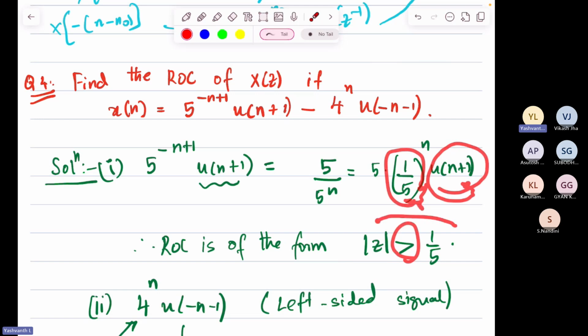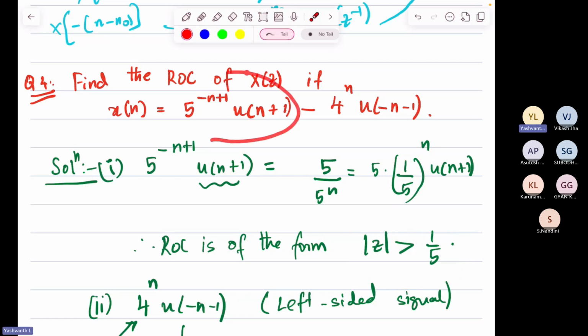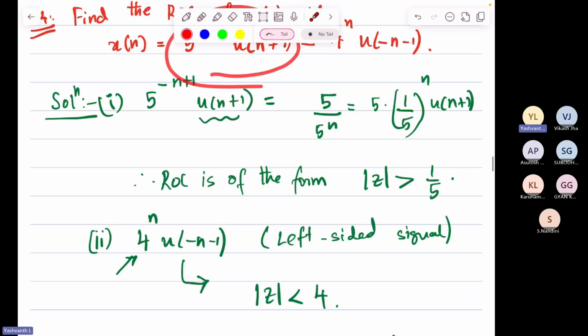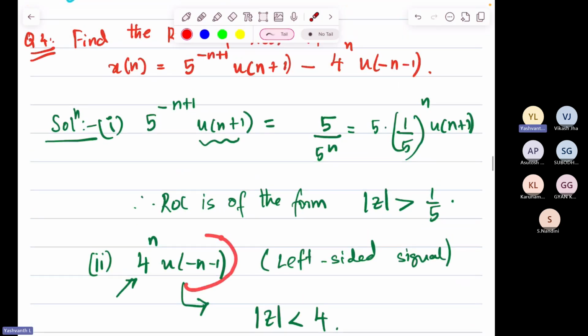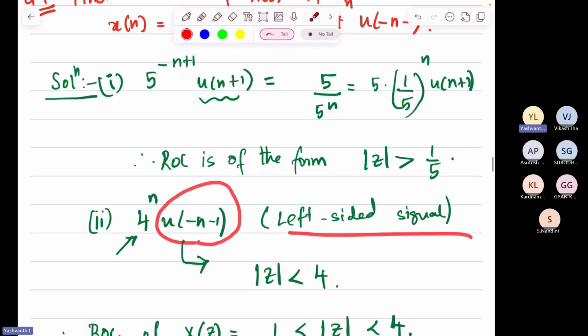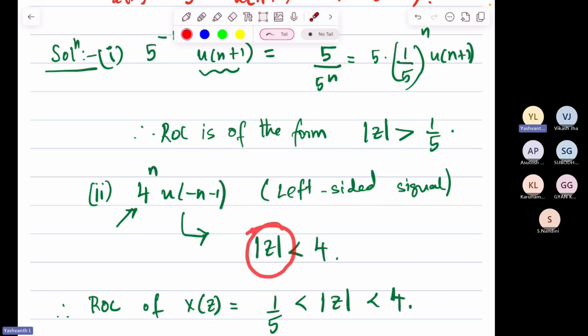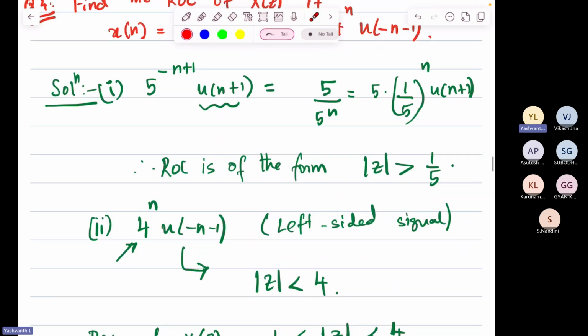That's why I wrote the ROC is mod Z greater than 1 by 5. That is the ROC for the first term. The second term is nothing but 4 power n into u of minus n minus 1. Now, this is a left-sided signal, and A is nothing but 4. Since it's a left-sided signal, I can directly write the ROC to be mod Z less than 4. Now, what to do?